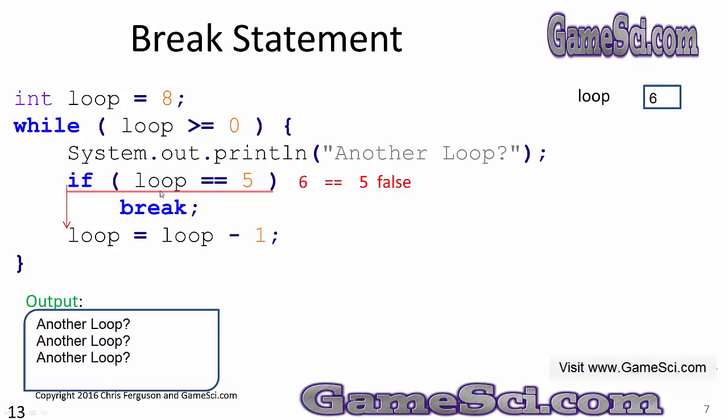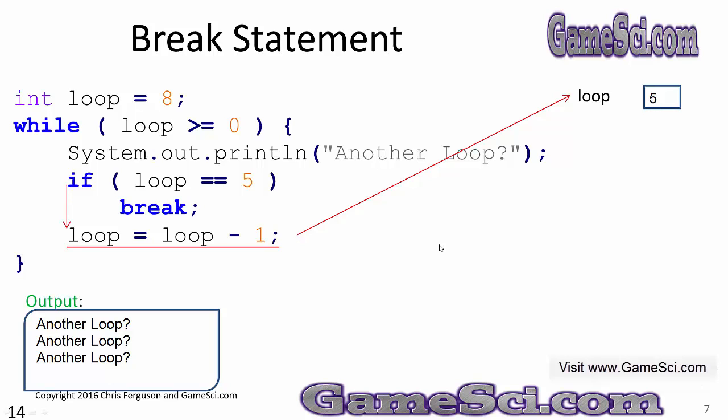Testing the if statement, loop equal 5. Our current value 6 equal to 5 is still false. As a false statement, we will go straight from the if down to the loop equals line. Whenever the if is false, we skip the code in the if statement. Loop equals loop minus 1 is going to take loop down to the value of 5.